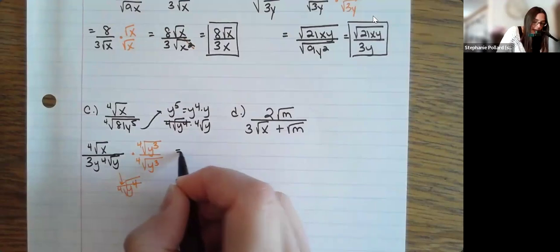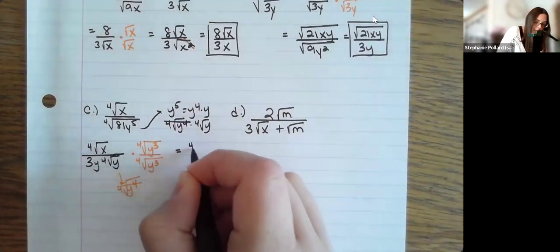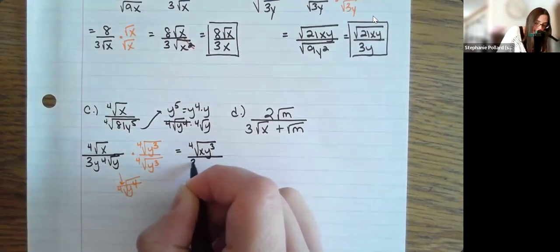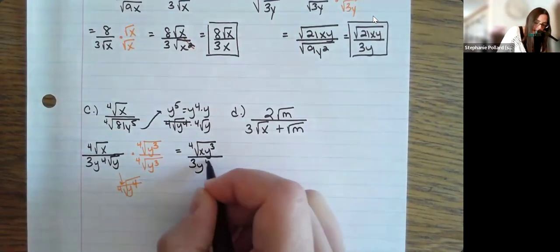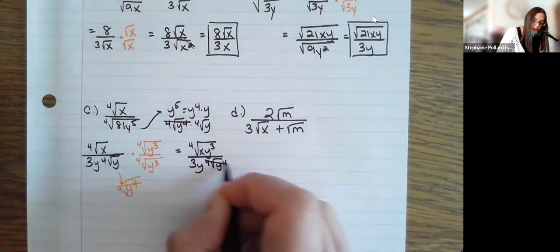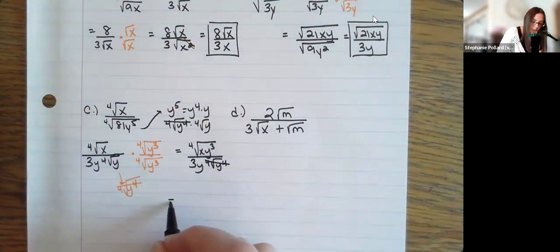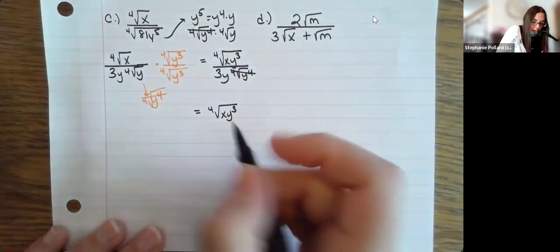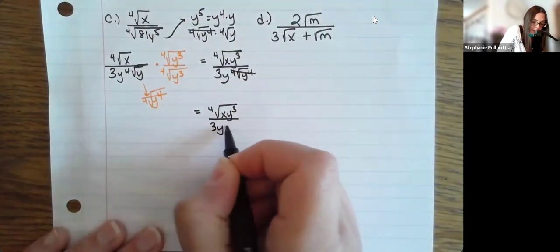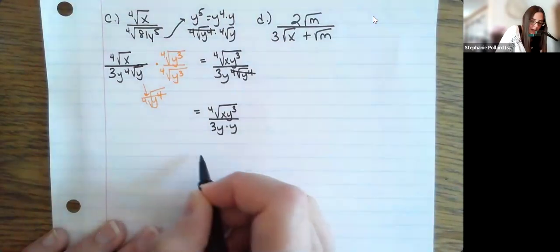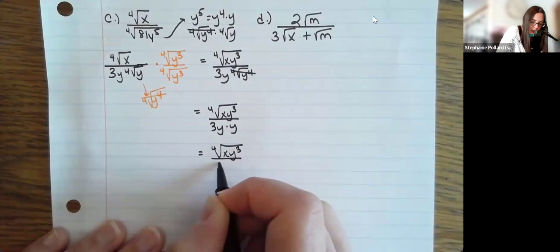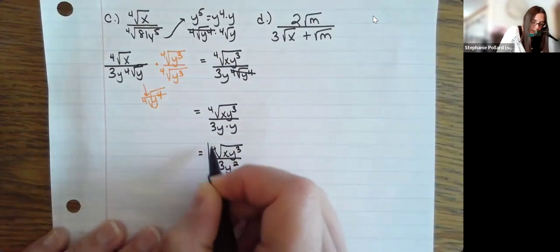So once I do that, in the numerator, I have the fourth root of xy cubed. I have a 3y in the denominator, and now I am able to have that fourth root of y to the fourth and get that to cancel. So I have a 3y times another y from here. And finally, in the denominator, then, I'm left with 3y squared.